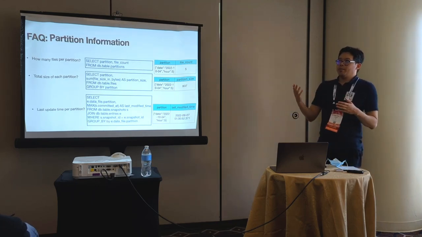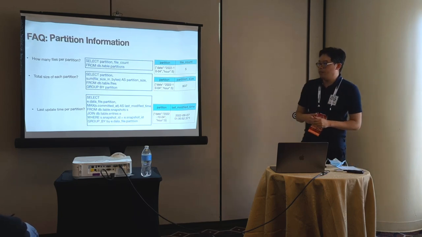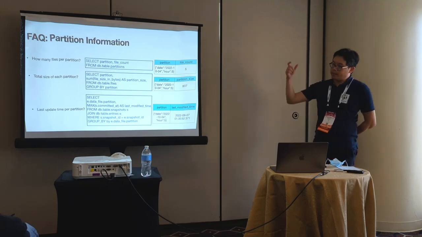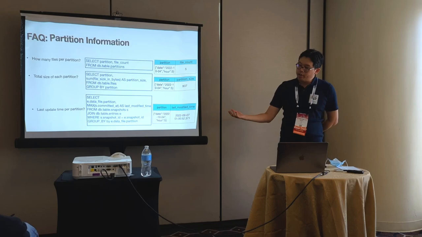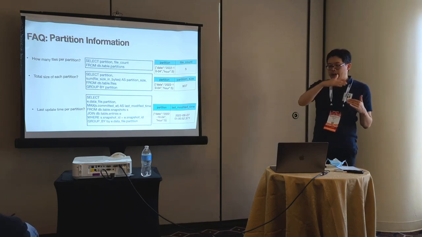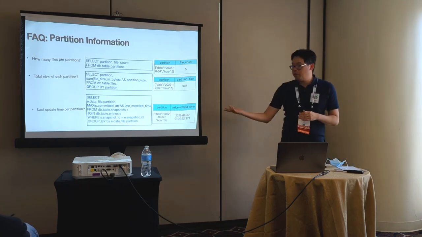A file is not part of Iceberg until it's committed by a snapshot. And so you essentially have to join the entries table with the snapshots table to get the snapshot commit time. But after that, it's the same thing. You group by the partition. So now you have different file entries per partition, and then you find the max commit time out of each group. So hopefully that's understandable.